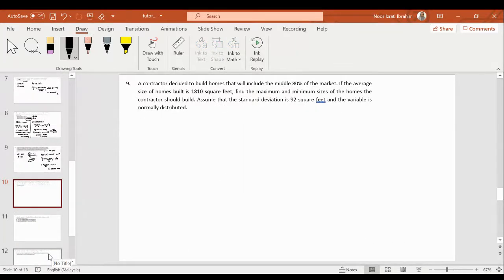Number 9. A contractor decided to build a home that will include the middle 80% of the market. If the average size of homes built is 1,810 square feet, average means mean equals 1810. Find the maximum and minimum size of home the contractor should build. Assume the standard deviation is 92 square feet. So standard deviation is 92 square feet, and the middle is 80%.